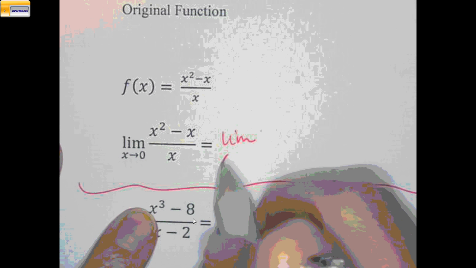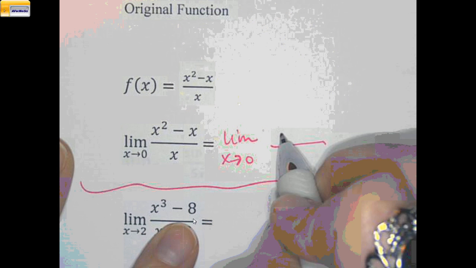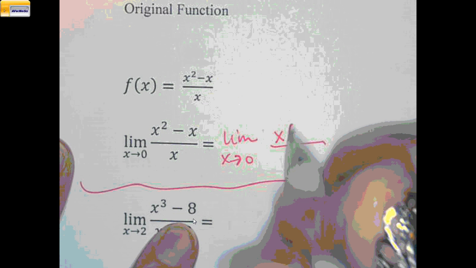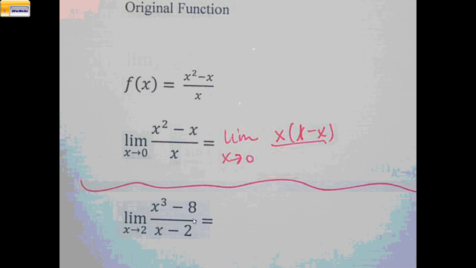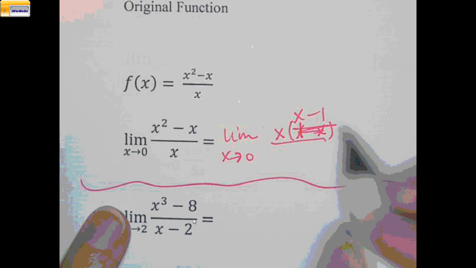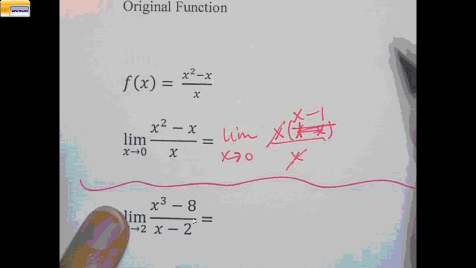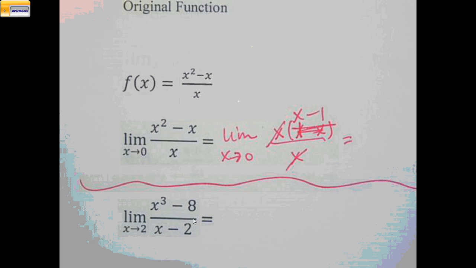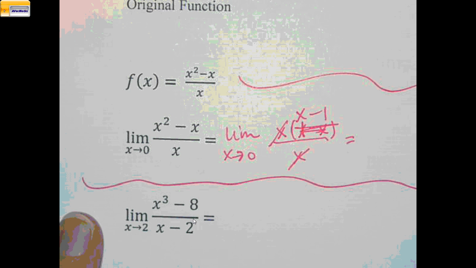If I factor the top, we take out an x, and we have x minus 1. On the bottom, we have x. The x's cancel. And that leaves us with, well, actually, they just want you to take the function and do it. I probably shouldn't have done the limit yet. Sorry.